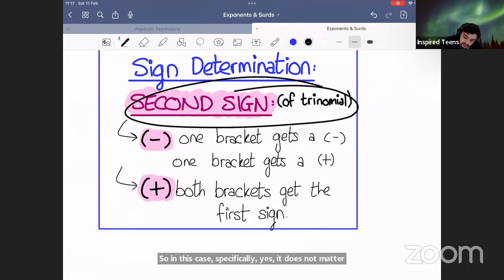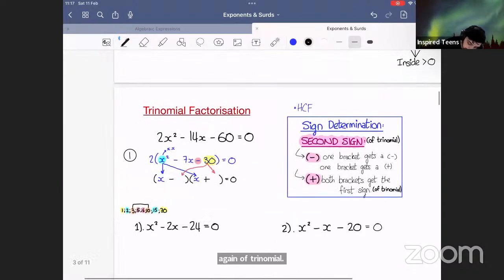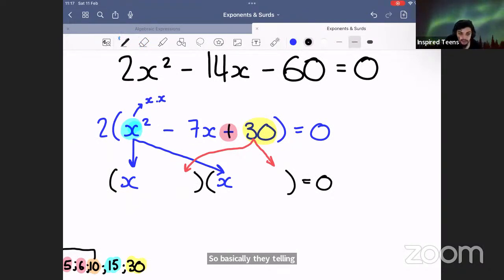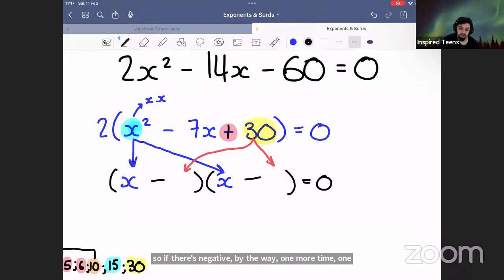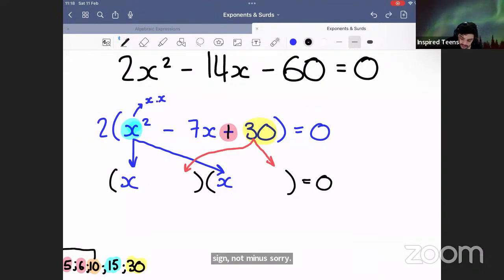If the second sign of the trinomial was positive, both brackets get the first sign of the trinomial. So basically they're telling us if this sign was negative, one more time, one would be plus, one would be minus. If it was positive, both would take the first sign. Whatever the first sign of the trinomial is, both would take it. And in this case, it's negative.